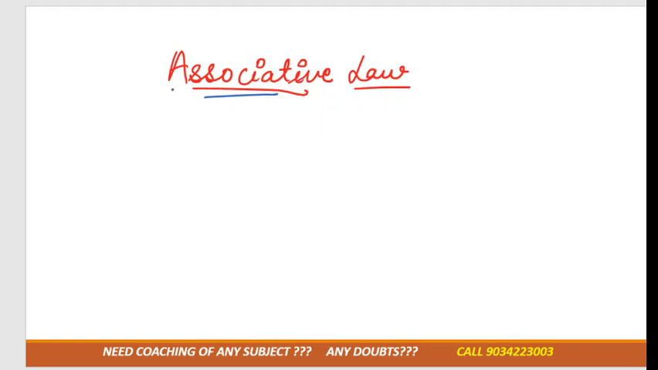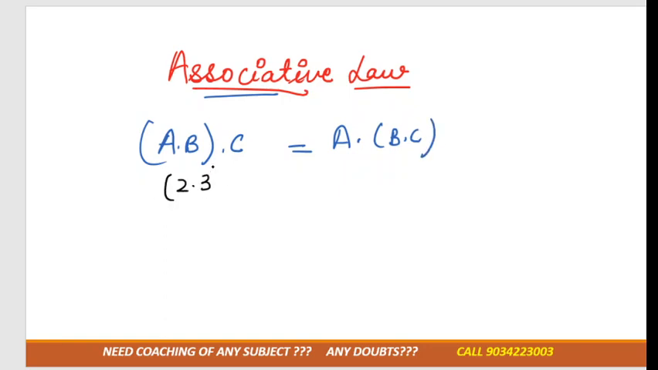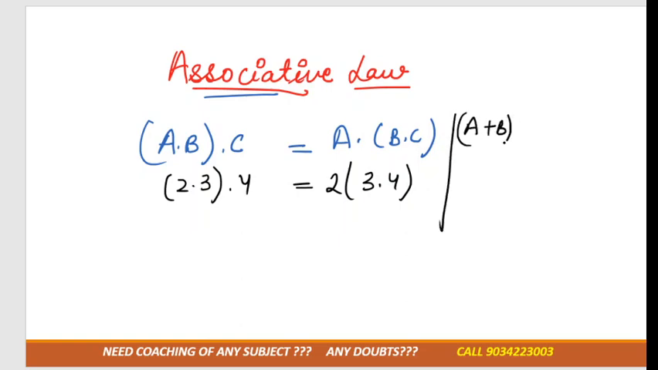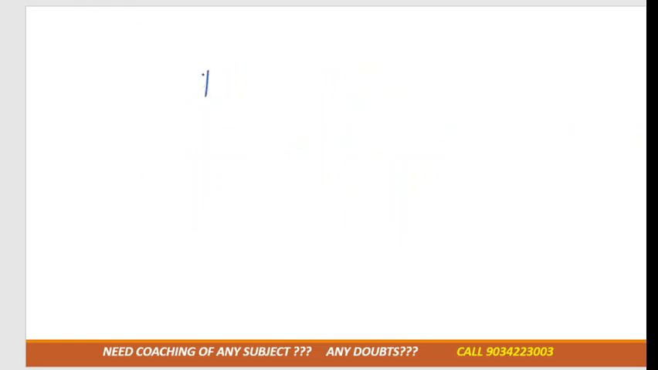Associative law is (A dot B) dot C, that would be equal to A dot (B dot C). Like in maths also we have the same, 2 dot 3 multiplied by 4 would be equal to 2 dot 3 dot 4. Correct. Similar thing is applicable with A plus B plus C, which is equal to A plus (B plus C). Clear? Next law is the distributive law.